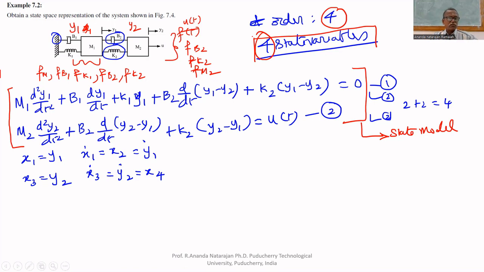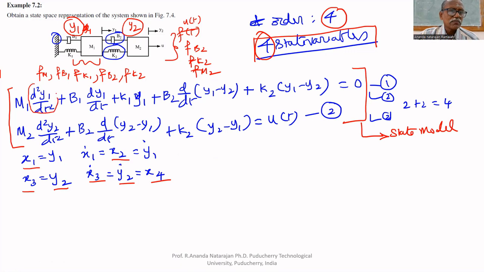Now we are assigning the 4 state variables. x1 equal to y1, because the first displacement is one state variable. The second displacement is another state variable. x1 dot equal to x2 equal to y1 dot, that is, x2 is another state variable. The third state variable is y2, x3 equal to y2, x3 dot equal to y2 dot equal to x4. So we defined 4 state variables. Now we have to substitute all these in the equation and find the model.